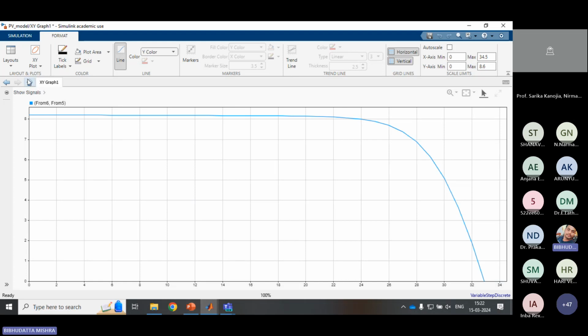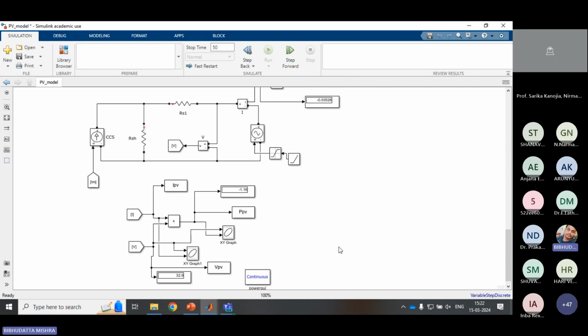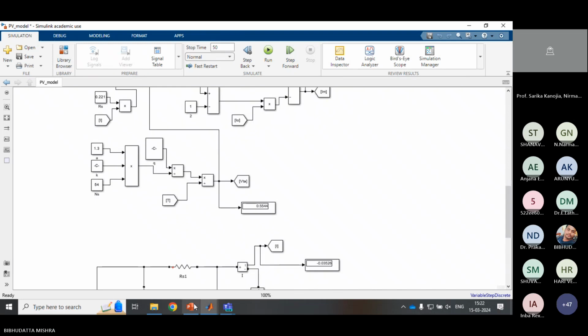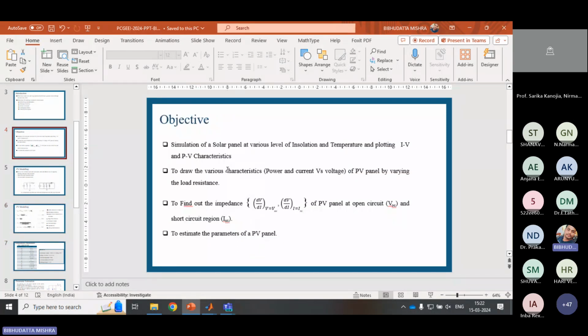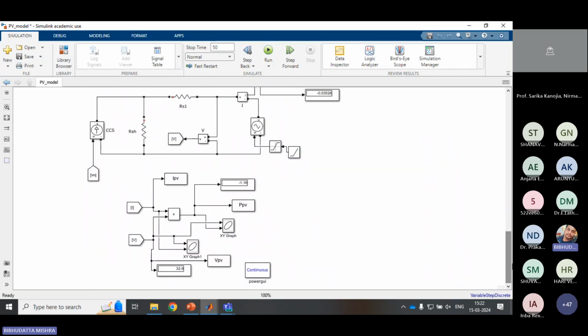And for the particular experiment, we can draw the PV as well as the IV curve for different irradiance values, making the command. As the objective shows, simulation of a solar panel at various levels of insolation or temperature, plotting IV and PV curves. Particularly for the same model, we can go for different irradiance values, keeping the temperature constant, and keeping the irradiance constant and the temperature value being varied, that is 25 degree, 30 degree, 35 degree, like this.